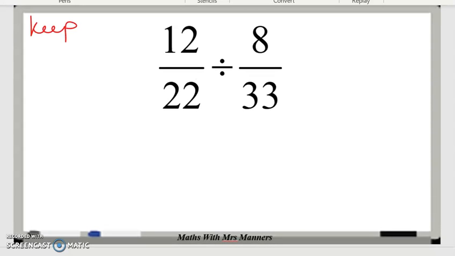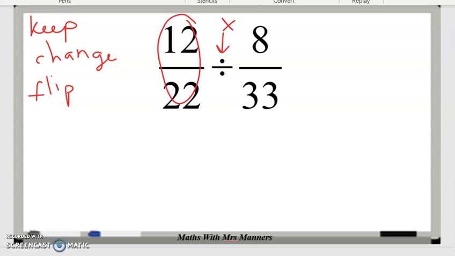which is keep, change, flip. Keep, change, flip. Okay. Keep, change, flip just means keep the first fraction the same, change the division sign to a times, and flip the second fraction.